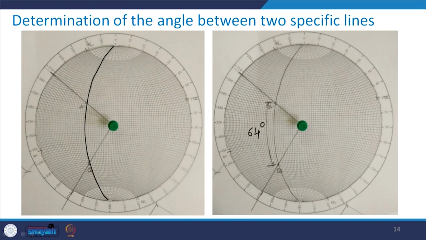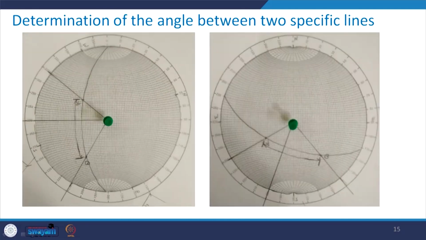You need to just count these intervals. Just multiply that by the interval of your stereo net that you have taken, because here I have taken a 2 degree interval stereo net. Therefore, I am multiplying it by 2. So, the angle between these two lines is going to be 64 degree.